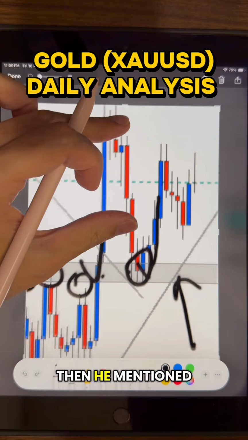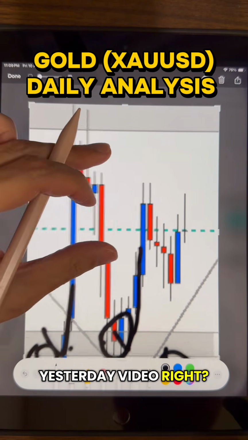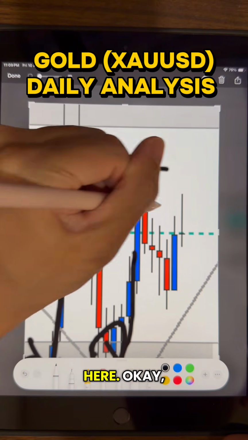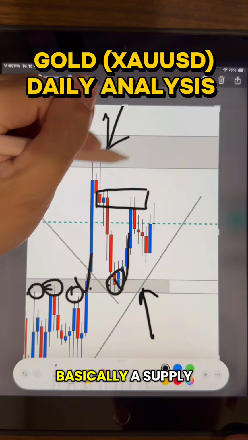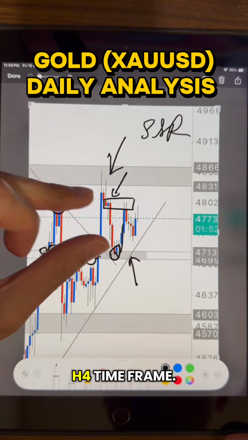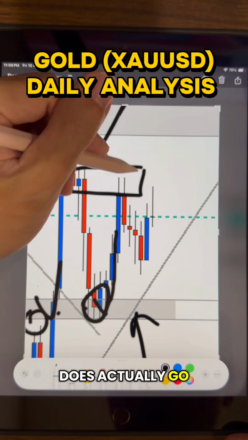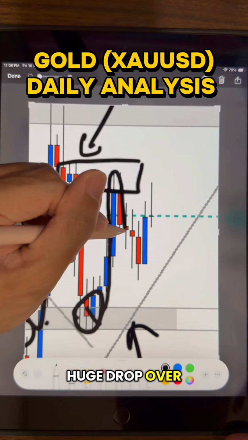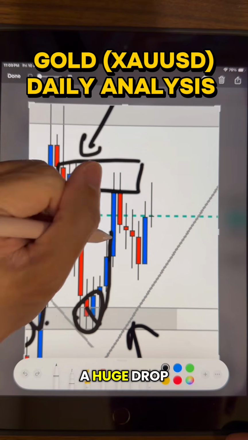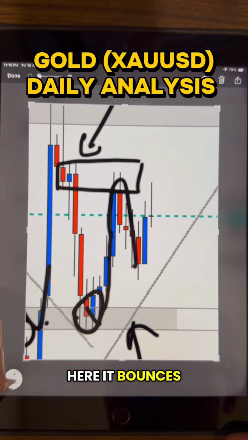Okay, and then Danny mentioned yesterday in the yesterday video, so we can actually take a look over here. What do we have in this particular area here? This one is basically a supply zone in a H4 time frame. Okay, price immediately enters into this zone and has a huge drop over here. Okay, and then once you have a huge drop over here, from here you bounce up back again.